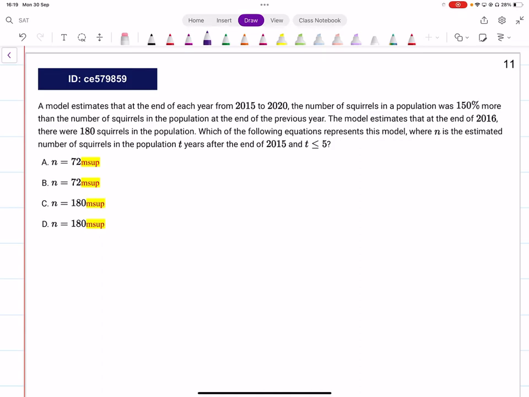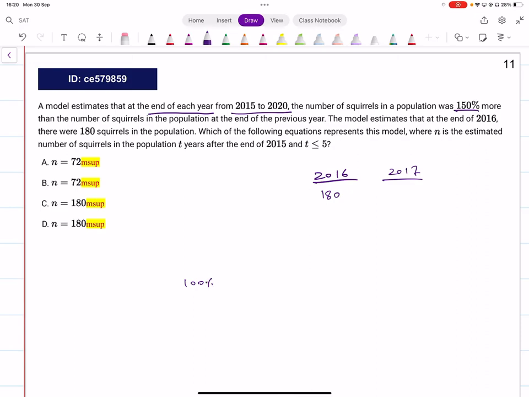A model estimates at the end of each year from 2015 to 2020, the number of squirrels in a population was 150% more than the number in the population at the end of the previous year. 150% more than the previous year. What does that mean? If, for instance, we know at the end of 2016, they have given you that the number was 180. What is the next number going to be? 150% more than this. How do you increase something by 150%?